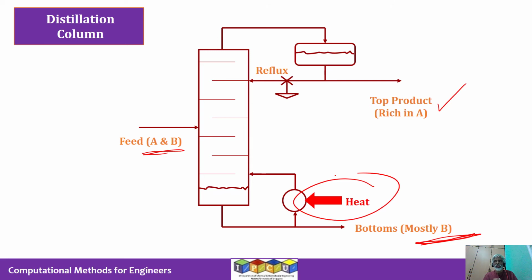It's used to separate two or more species by supplying heat, right? In the most basic configuration, it's like this. You have several trays in the column in which there is an interaction between vapor flows. The vapor flows in this direction, the liquid flows in this direction. So as it goes, the vapor goes up the column and the liquid comes from the top of the column.